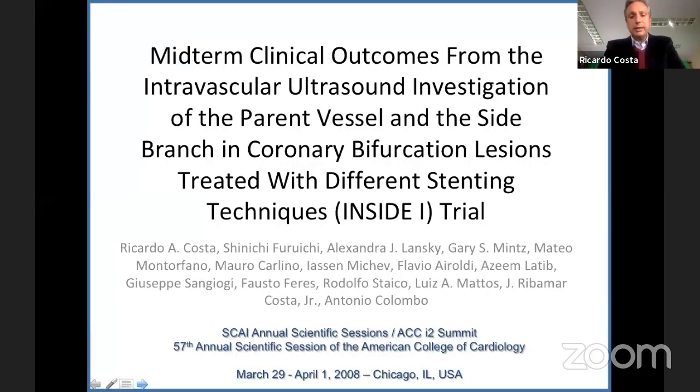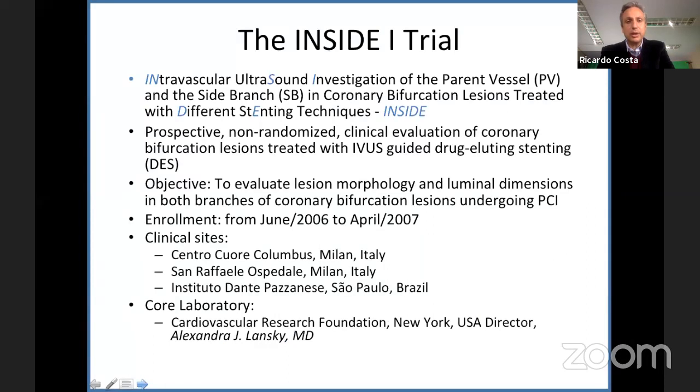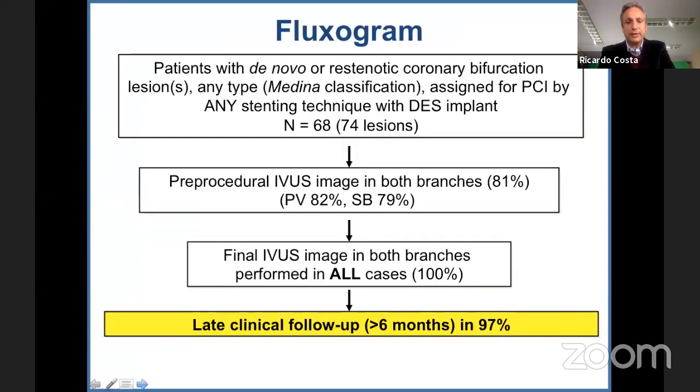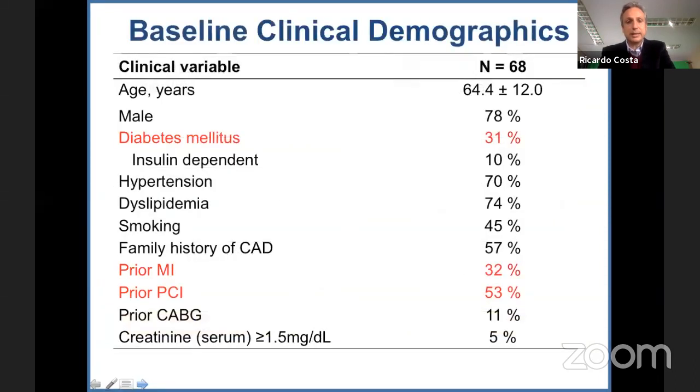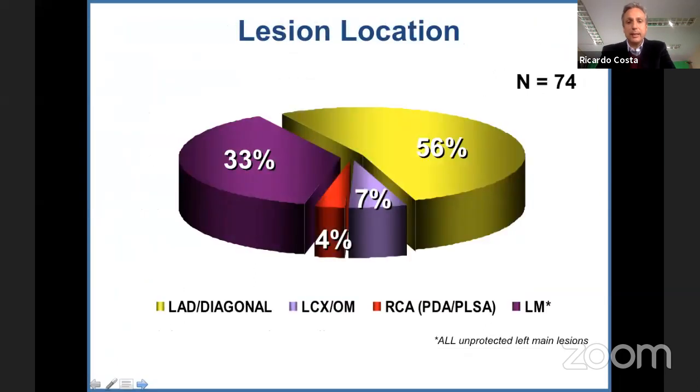We had this study, Zin will remember that, we called it INSIGHT 1 by the time we were together in Milan, and also with the collaboration of the CRF group as well as Dante Pazzanese. And this was a registry conducted with 74 bifurcation lesions with clinical follow-up of more than 6 months. So in these 68 patients, we had diabetes in 1/3, prior MI 32%, and prior PCI in half of the patients. I would highlight 1/3 was also left main bifurcation.